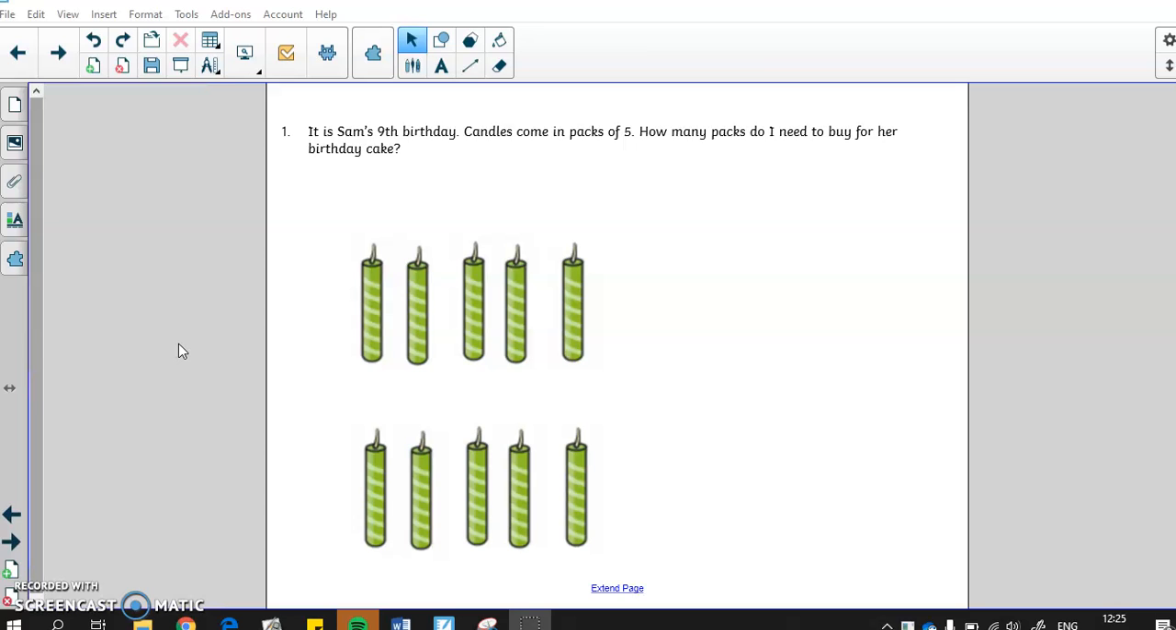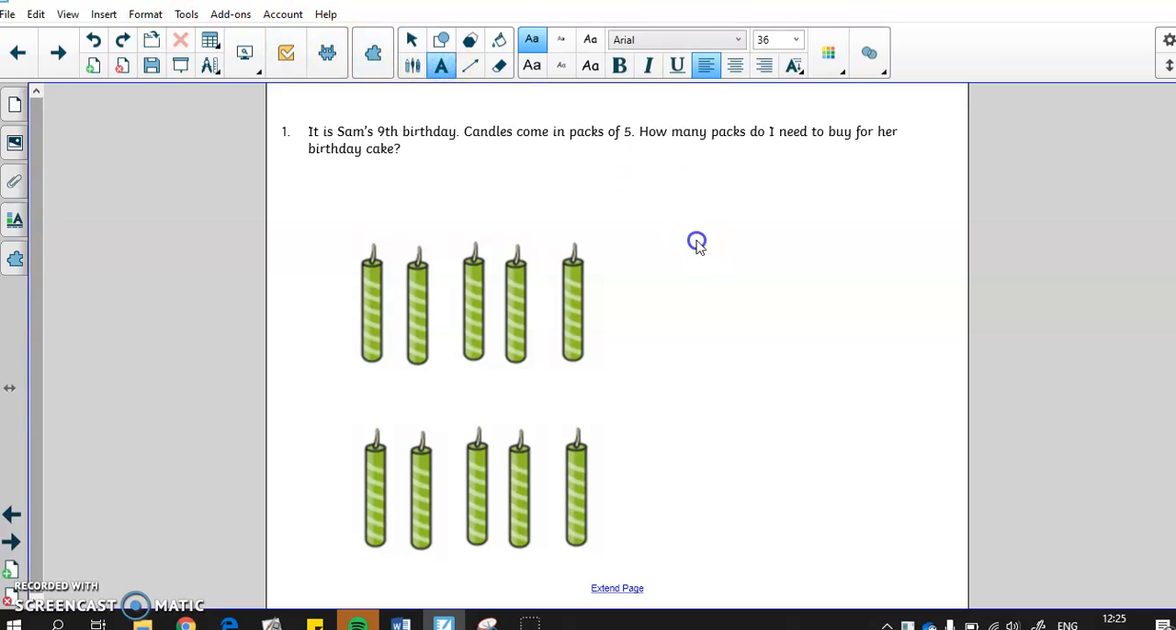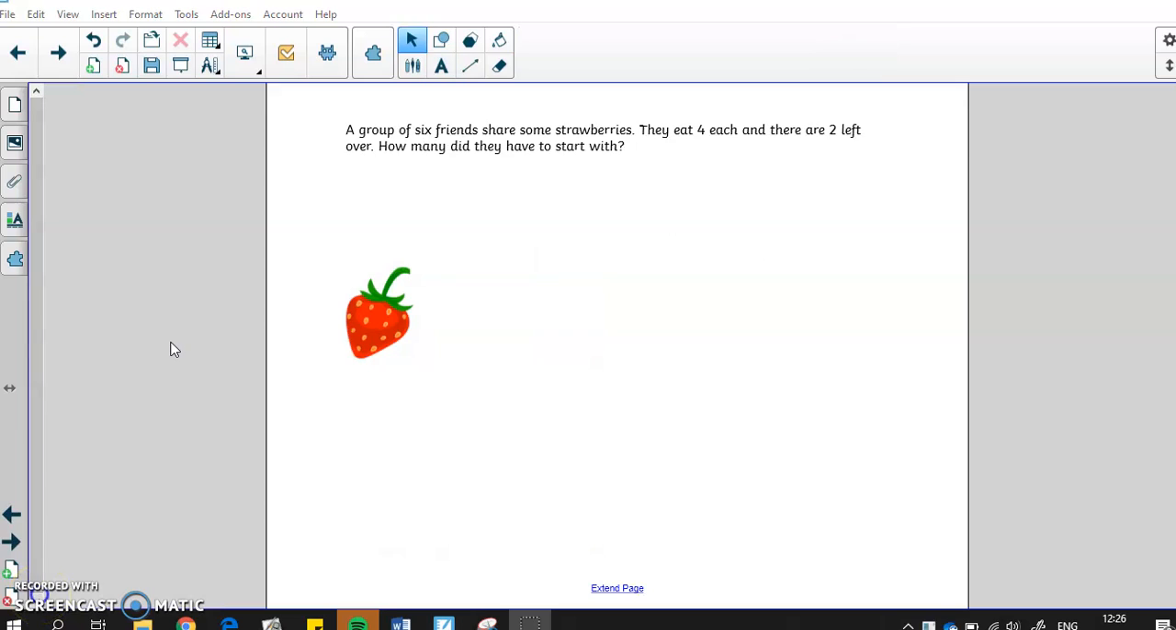Now, she's 9. She needs 9 candles, but there's a problem, because if we buy 1 pack, we only get 5. If we get 2 packs, we get 10. So the answer would need to be 1 pack isn't enough, so we'd have to buy 2 packs of candles. And there would be 1 left over. When you get to key stage 2, you talk about something called remainders. The 1 remaining, it's the 1 left over. So to have enough candles for her birthday, she needs 2 packs.